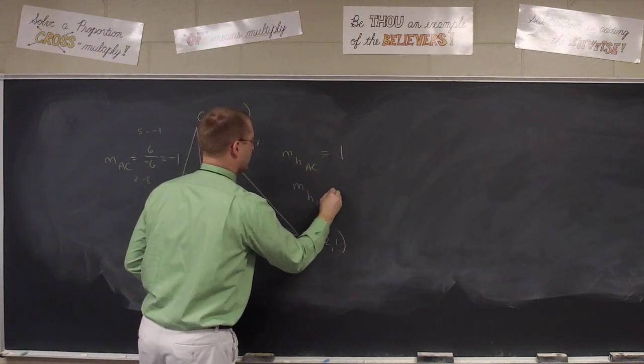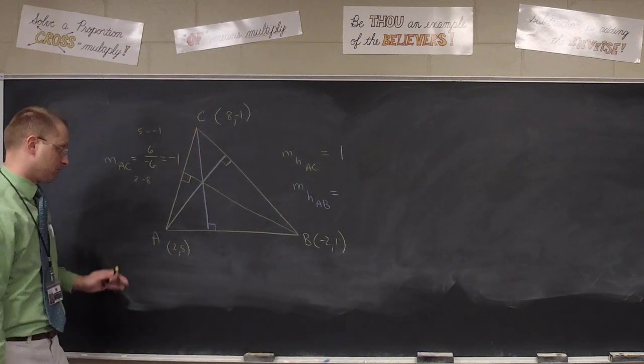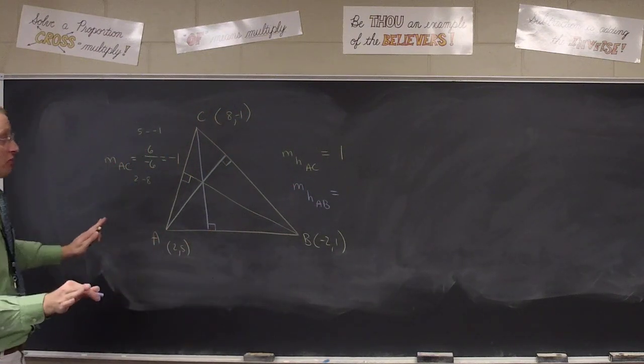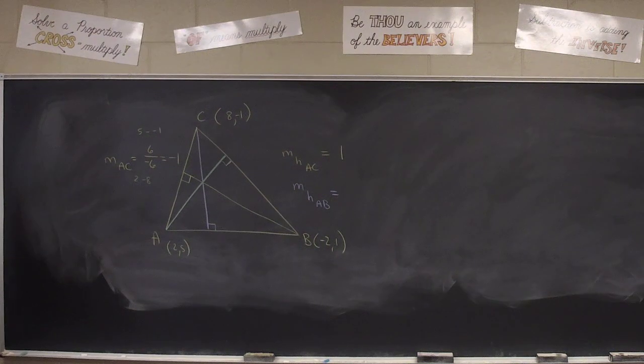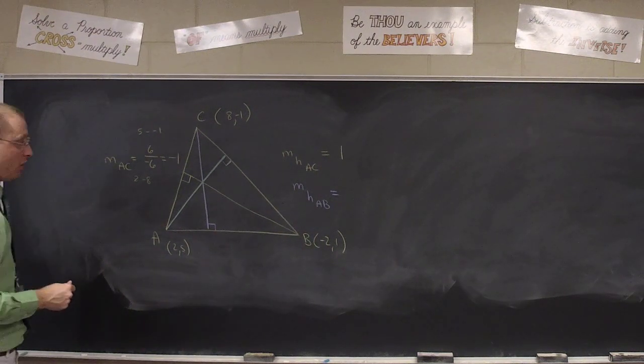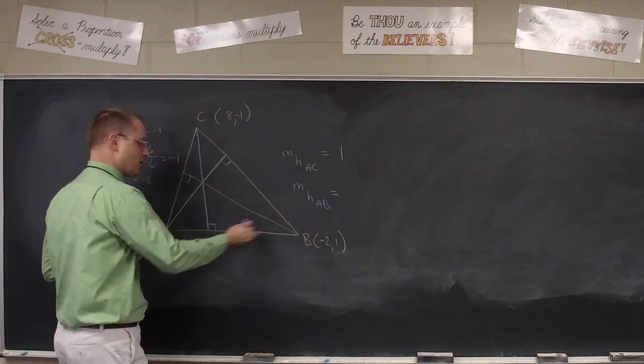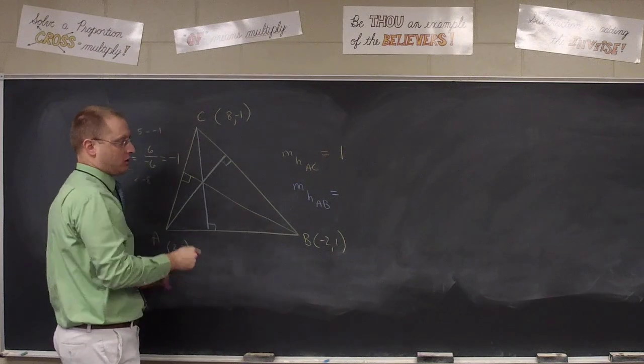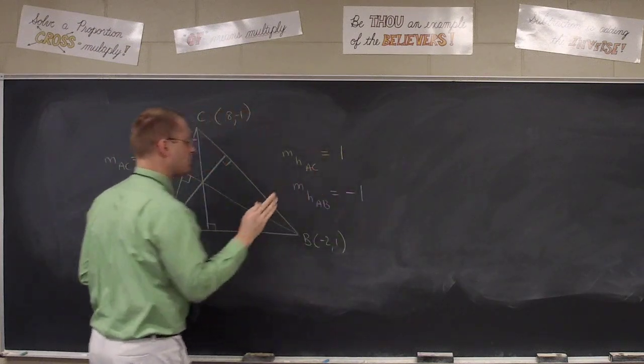altitude on AB. And of course, first we have to find the slope of AB. Now that C wouldn't have messed up. So you should have the correct slope here. You had 1. So if the slope of AB is 1, what's the slope of the altitude? -1. Now that's interesting.